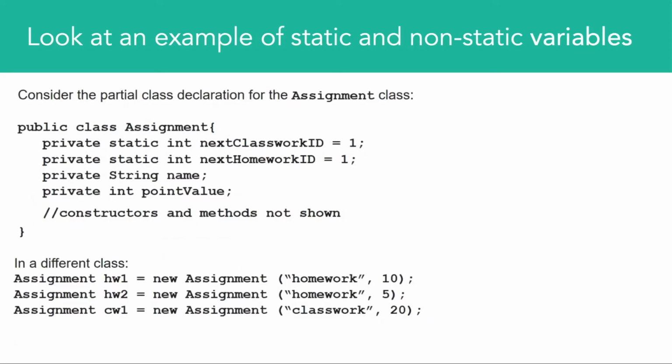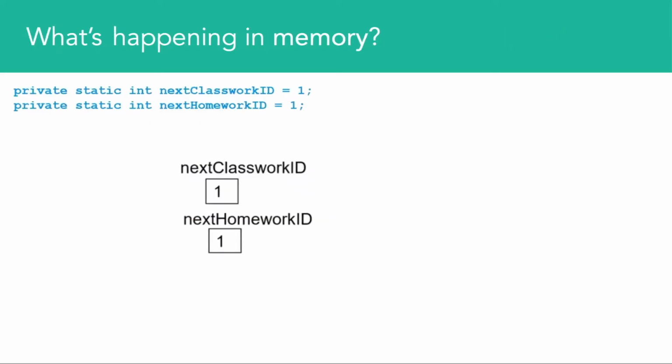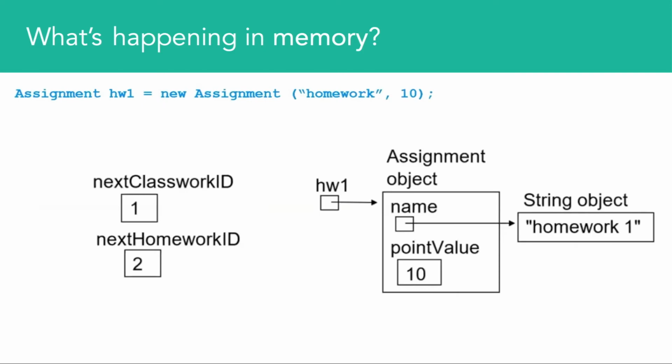Here's another question using the same class assignment. Let's look at what happens when we instantiate assignment objects in another class. Let's check out what's happening in memory. When the assignment class is loaded, these two static variables are initialized to 1. When an assignment object, HW1, is instantiated, this object will point to an assignment object, and this object has individual data: name, which points to the string homework1, and point value, which is 10. Notice how the static variable next homework ID is now 2.